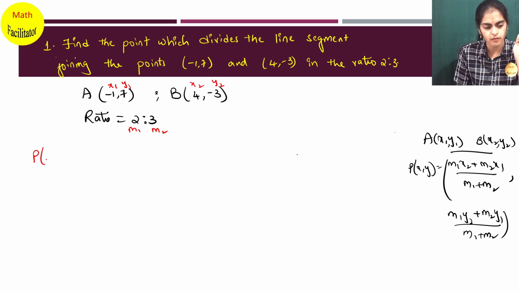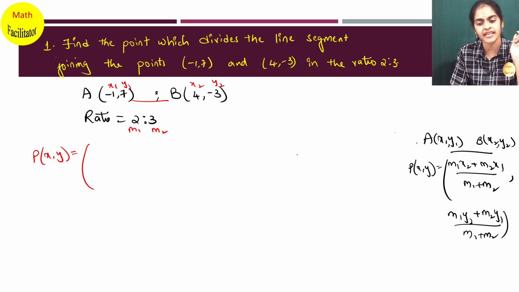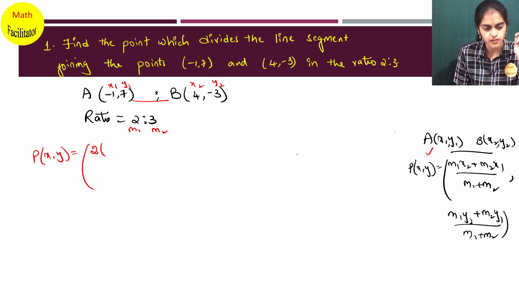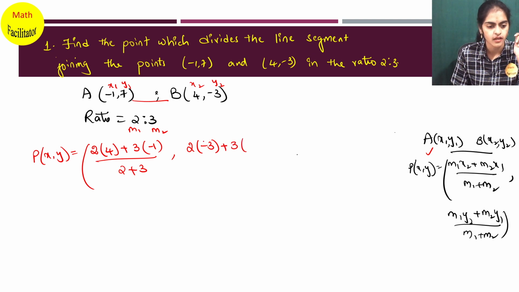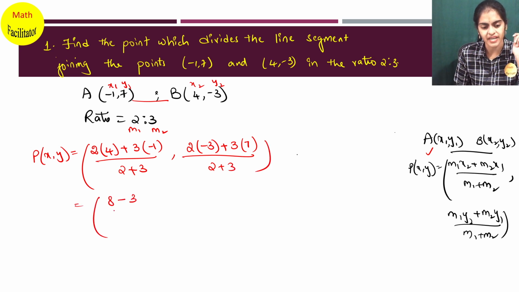Now substituting in the formula, let this point P divide AB. Just write the formula here and let's substitute. So m1 is 2 into x2 is 4 plus m2 is 3 into x1 is -1, divided by m1 plus m2. Now m1 into y2 is -3 plus m2 into y1 is 7, divided by m1 plus m2. That equals 2 4s are 8 minus 3 divided by 5, and -6 plus 21 divided by 5.